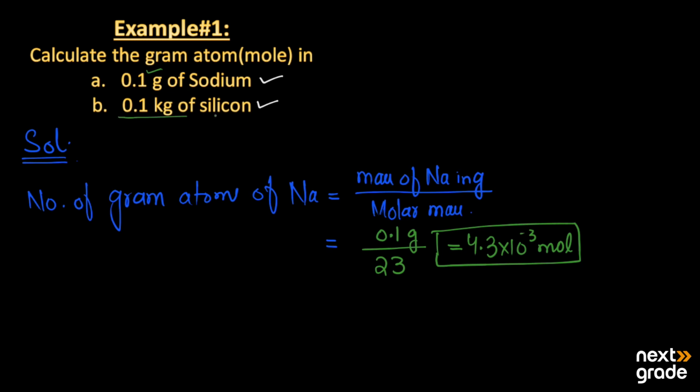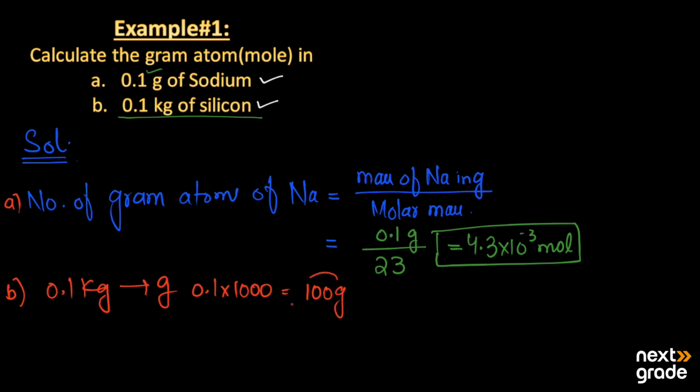Next we have the second problem, for 0.1 kg of silicon. That was the first part, now we have the second part. First of all, we have to convert 0.1 kg to grams. How can we convert that? Simple, by multiplying it by 1000. When we multiply 0.1 by 1000, we get 100 grams of silicon.